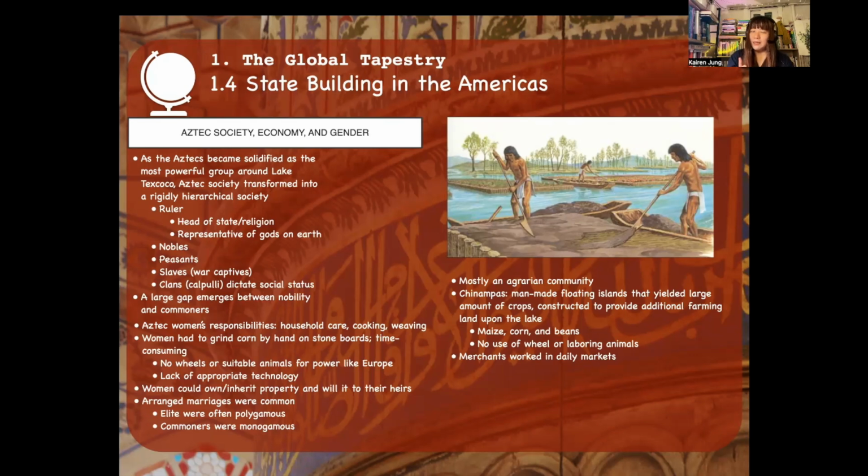Aztec women's responsibilities were household care, cooking, weaving, and women had to grind corn by hand on stone boards, and it was very time-consuming. Now, you didn't have wheels, and so there's been a lot of debate about why the ancient Aztecs didn't have wheels. Were they less developed than in Europe or in Africa? Like, it makes no sense. I mean, you just roll something and it rolls, and you can see that. And especially when you consider how amazingly advanced the ancient Aztec and Mayans were in other elements of their lives, you would think that this very advanced civilization would use wheels.